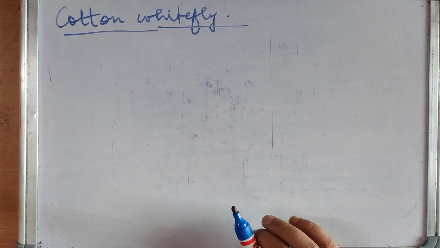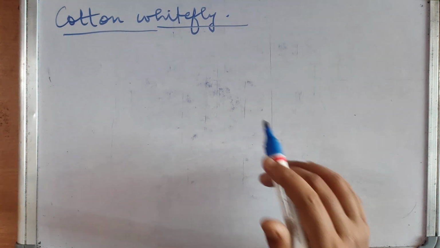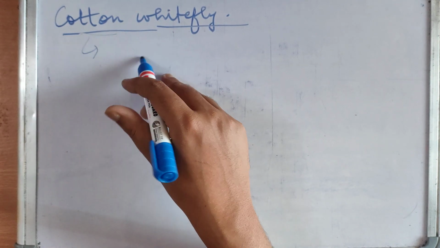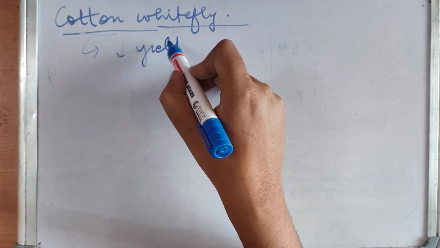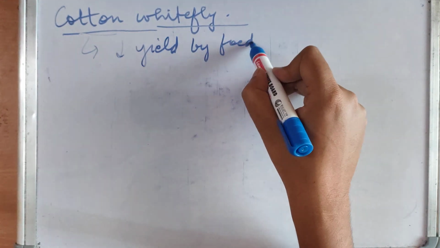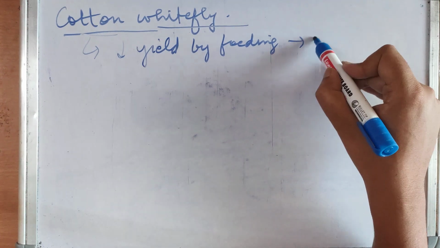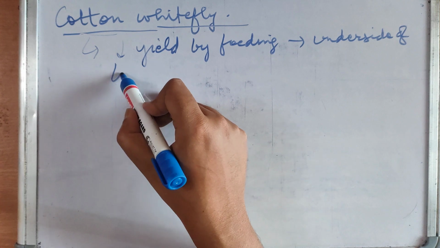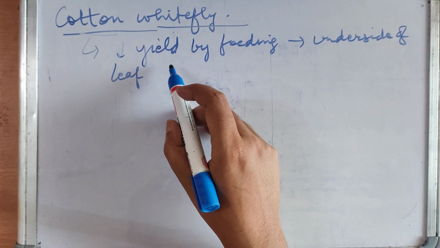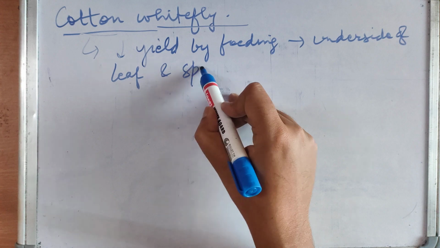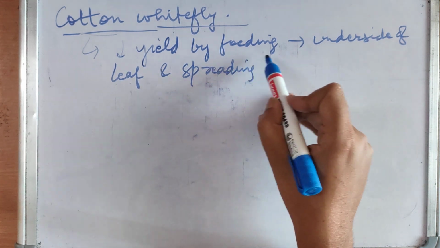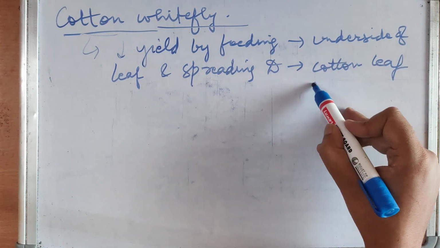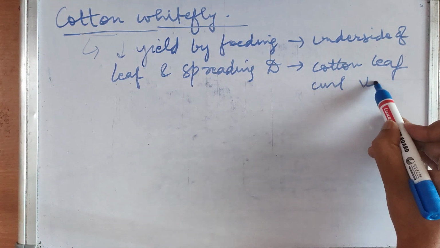Cotton whitefly is a serious pest of cotton that lowers yield by feeding on the underside of the leaf and spreading diseases like cotton leaf curl virus. That is, it also acts as a vector.